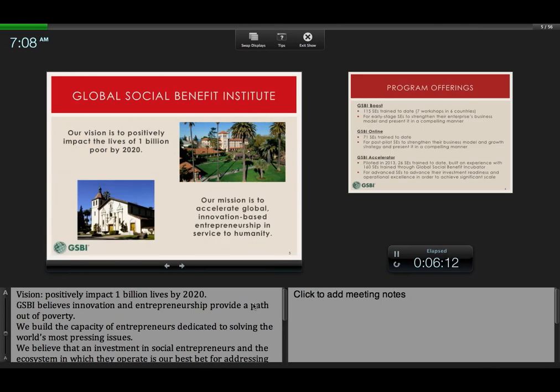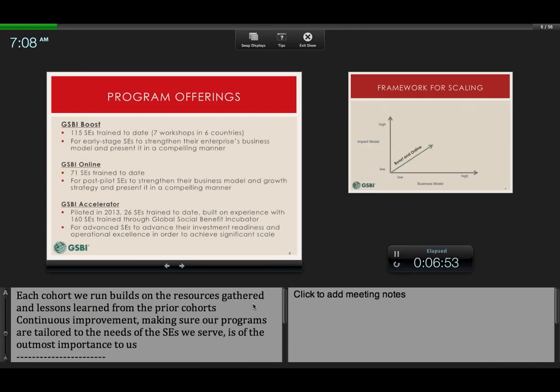Now, for us, our vision really is to positively impact the lives of 1 billion poor by 2020. And our mission is to accelerate global innovation-based entrepreneurship and service to humanity. And we operate essentially as a nonprofit within Santa Clara University, and we fundraise all year and receive donations and grants and some earn revenue so that we can provide this program and our other training programs to social enterprises at no cost to them. And so that's why we're in this, because we really feel like innovation and entrepreneurship are a path out of poverty, and so that's what we're working towards every day.